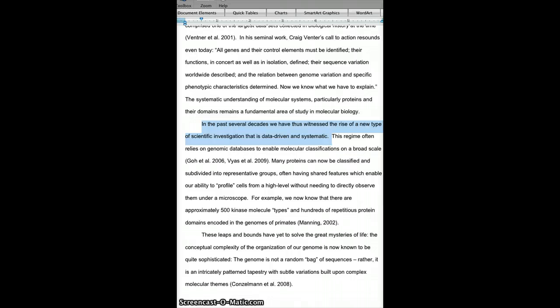In the past several decades, we have thus witnessed the rise of a new type of scientific investigation that is data-driven and systematic. Okay, so we're not just talking anymore about what we need. We're talking about what we're doing to fulfill those needs, right? For example, we now know that there are approximately 500 kinase molecule types and hundreds of repetitious protein domains encoded in the genomes of primates. Manning, 2002. You see the problem? Now I just witnessed that as a problem right there.